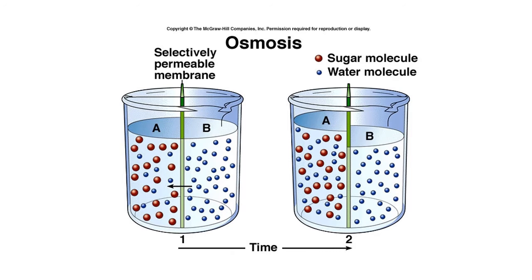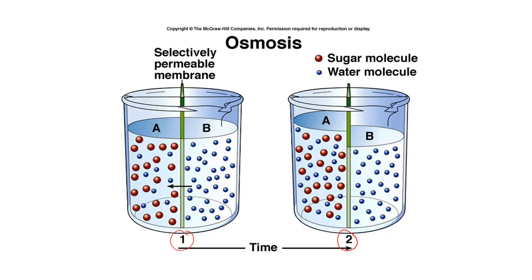In this diagram, we can see a beaker separated into two sides, A and B. In the first diagram, we can see that A and B are separated by a selectively permeable membrane. Side A has a higher concentration of sugar molecules. If we see diagram 2, we can see that the water level on side A has increased. This is because the net diffusion of water was from side B to side A.